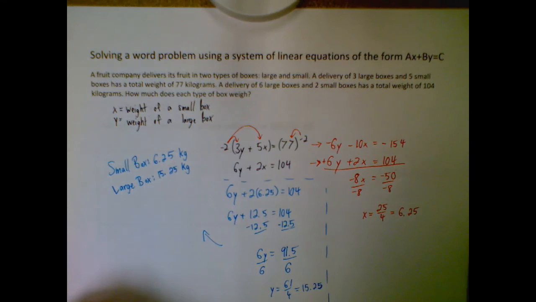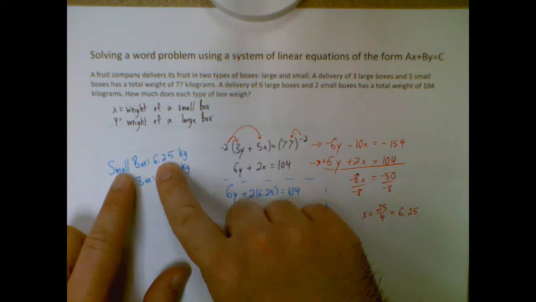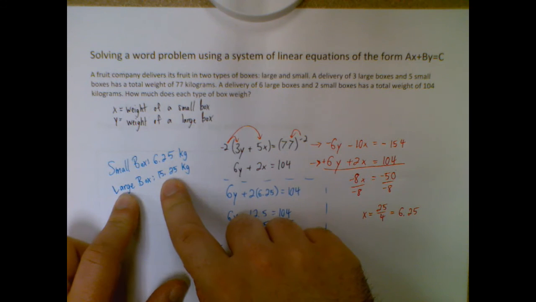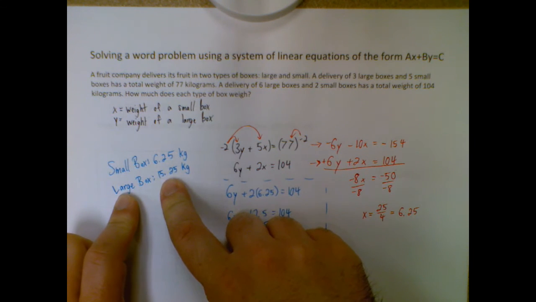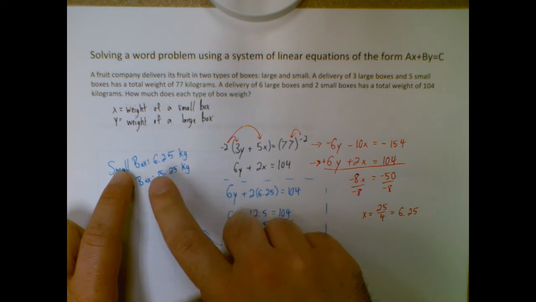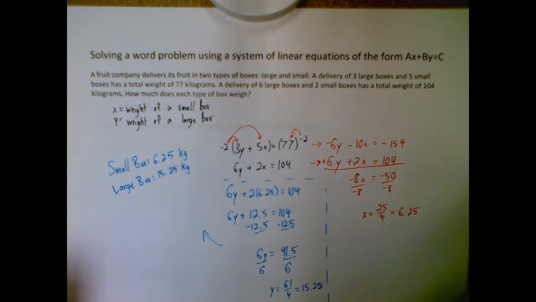And it's always a good idea when you do a system of equations to make sure it makes sense, to make sure we didn't flip our variables around. So does it make sense for a small box to weigh 6.25 and a large box to weigh 15.25? Yeah, that's fine. Where we want to make sure we don't make a mistake is if the small box weighed more than the large box, that would be a problem. So just make sure we have a logical answer there.